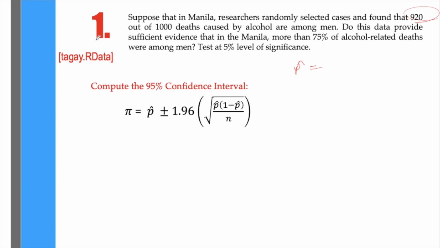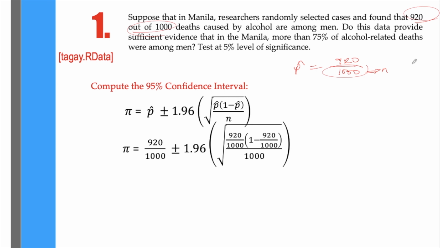And since p hat here is 920 over 1000 and the value of n is equal to 1000, substituting those values, we're going to have 0.903 to 0.937, which indicates that the probability that the true value of the parameter pi is between 90.3% to 93.7%, which exceeds 75%. Or as we know, since this interval does not contain the hypothesized value under the null hypothesis, that is why the null hypothesis has been rejected.